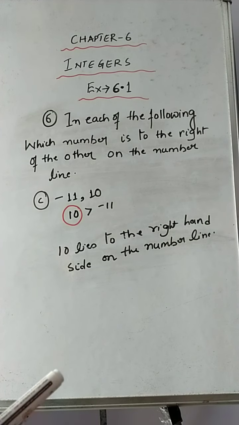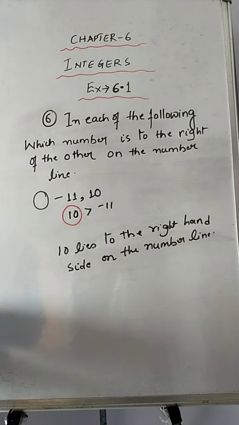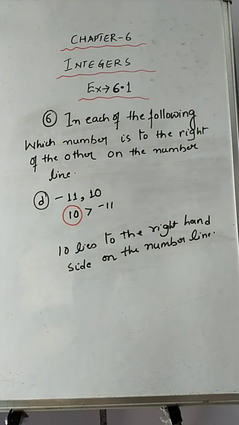Okay, students, now let's move on to the rest of the two sums. This is sum number D. Now the rest of the two sums, that is E and F, do it by yourself only. Okay, I believe that everyone can do this. Now let's move on to sum number 7.